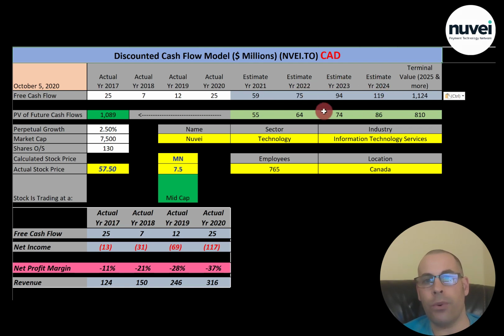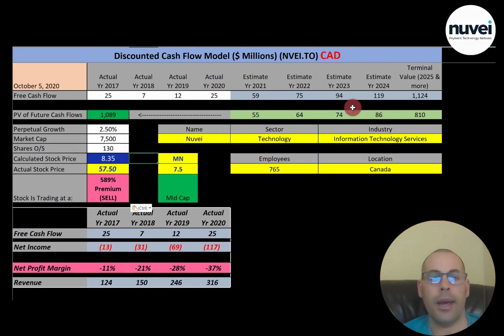We estimated 4 years of future free cash flows. We also estimated terminal value, which is all cash flows past year 4, that's 1.1 billion. We discounted those numbers back to today using the weighted average cost of capital. We get a value of the company of $1.1 billion. We divide that by 130 million shares. And we get a calculated stock price of $8.35.